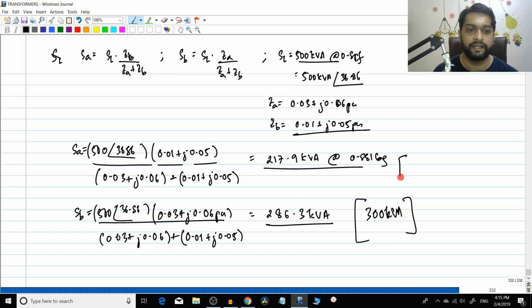It can go up to 300 kVA, and this was the 200 kVA transformer. Clearly you can see that 286 is greater than 217. That means the higher rated transformer is taking more load. Okay, that means the desirable conditions of the parallel operation of transformers have been fulfilled.